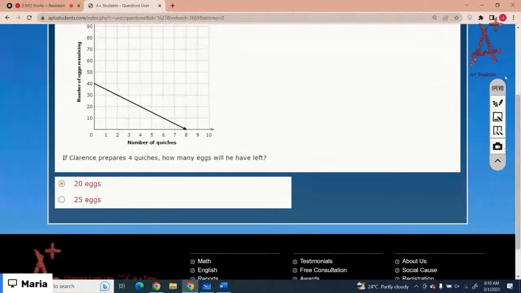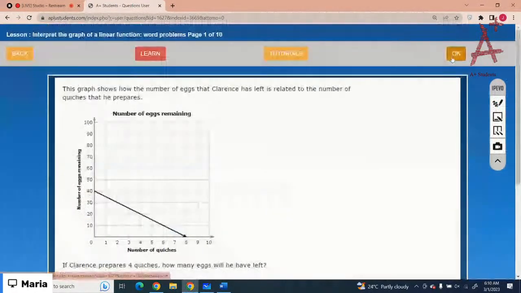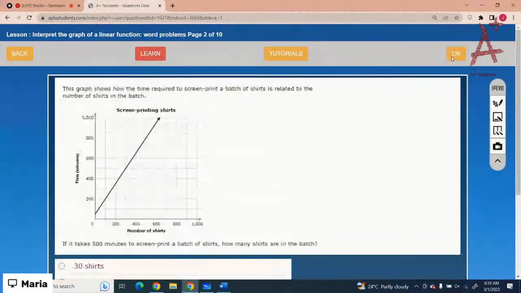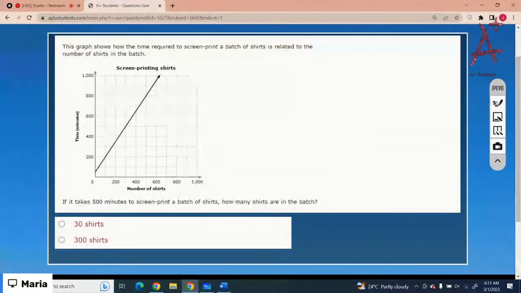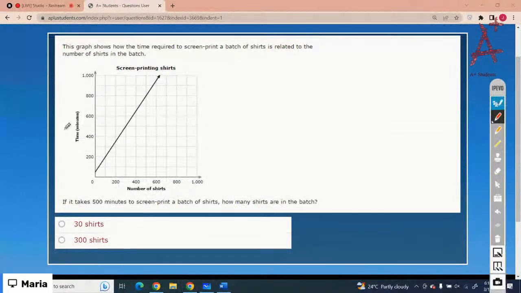Just match values on the axis, so it would be 20 eggs. Okay, the graph shows how the time required to screen print a batch of shirts is related to the number of shirts in the batch. If it takes 500 minutes to print a batch of shirts, how many shirts are in the batch? Here you have time on the y-axis, and here you have the number of shirts.